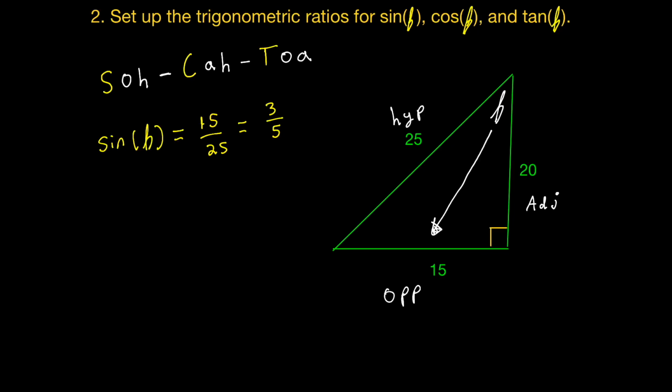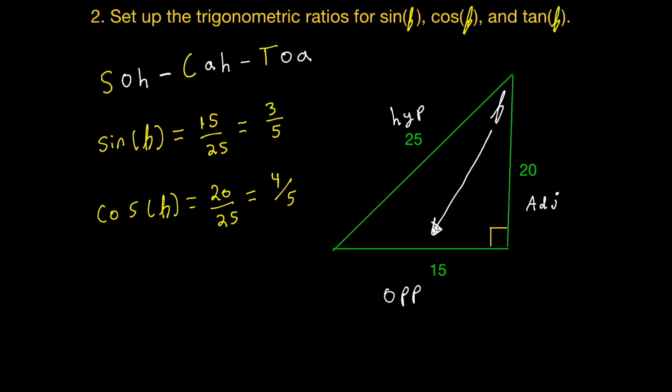And now we're going to get the cosine of beta. And by definition, that's going to be the adjacent side divided by the hypotenuse. So we're going to get 20 divided by 25. 20 and 25 also have a greatest common factor of 5, so we can reduce the 20 over 25 into 4 over 5.